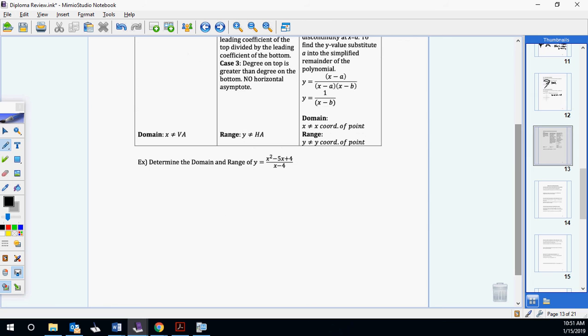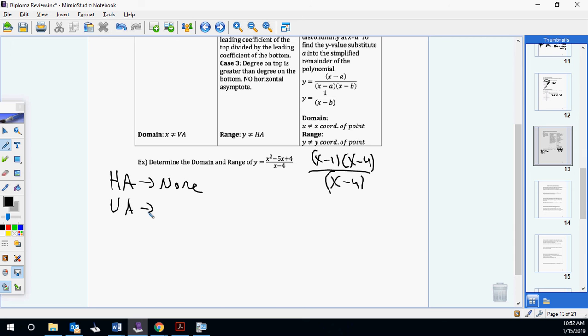All right, so first off, determine domain and range. So you get the domain and range from those things. First off, I want to see if I can factor the top here. The factoring of the top is x minus 1, x minus 4. So I do see I obviously have a point of discontinuity, not a vertical asymptote. All right, so what's growing faster? Top, bottom, or the same? Top. So there's no horizontal asymptote. None.